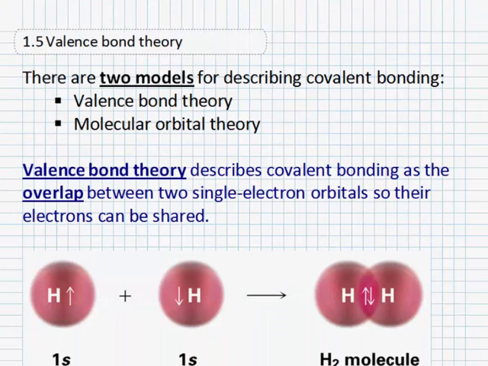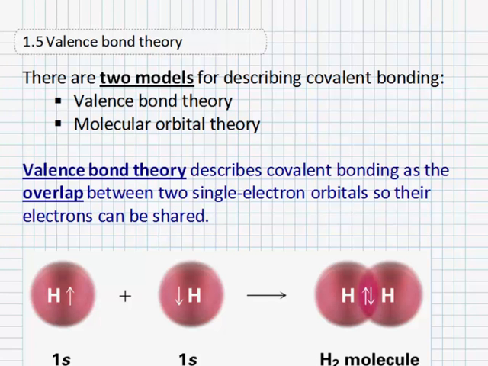So let's talk a little bit about why it is that bonds themselves actually form. There are two models for describing covalent bonding. In this course, in this first semester, we're going to be sticking pretty closely to valence bond theory. Molecular orbital theory is also out there. That will play into a little bit more importance in our second semester, especially when we're talking more about double bonds and systems of double bonds.